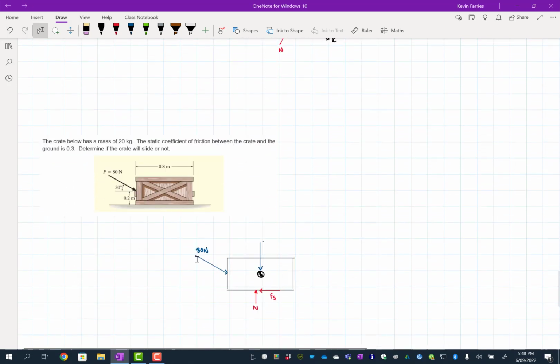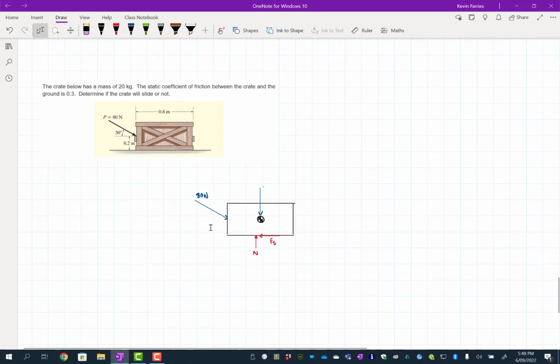We have to look at what are the components of this applied load normal to this surface and aligned with this surface. And so let's have a look at that in this case. So we still got a weight component. So let us do that. So let's just call this W. So we're told that the crate has a mass of 20 kilos.